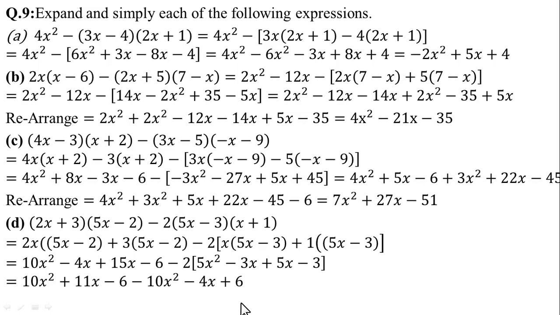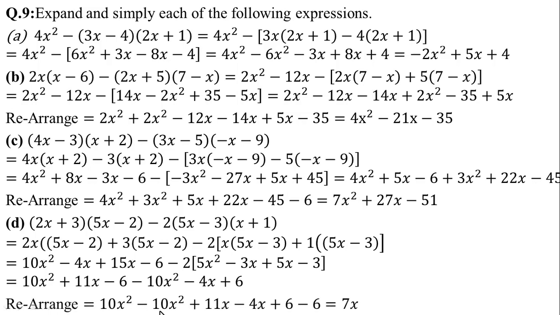Now rearrange the values. We have 10x square minus 10x square, plus 11x minus 4x, plus 6 minus 6. Plus 6 and minus 6 cancel out, then minus 10x square also cancels plus 10x square. Now the remaining answer, 11x minus 4x, is equal to 7x.